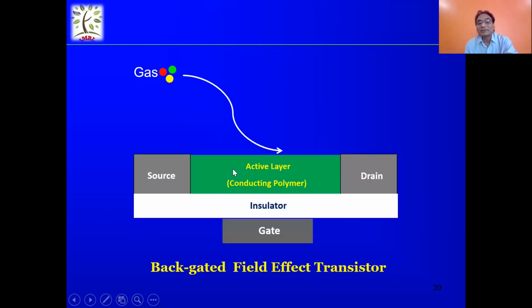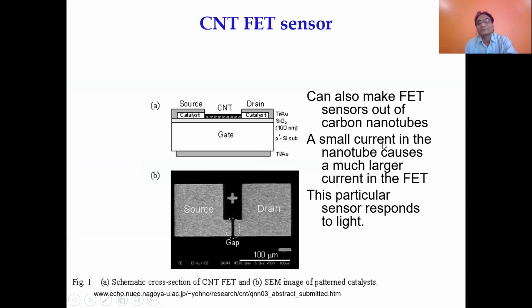Whenever we are having that, that material is always going to be active material, right? In case of backgated FET, what essentially we are doing is exposing that active material to the gas. As a result of that, there will be modulation in drain to source current, which we have seen earlier.